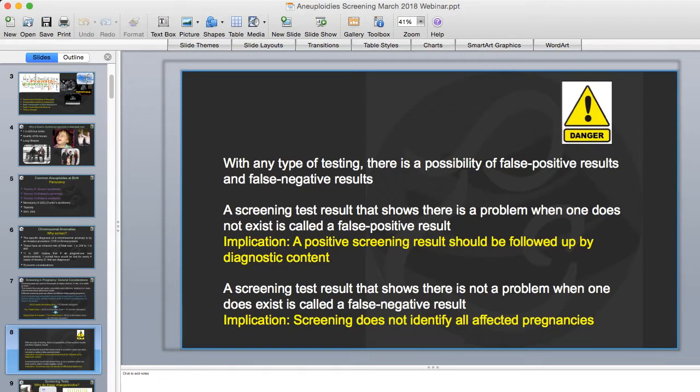And this is why things have evolved even in aneuploidy screening, which we're going to discuss today, to try and identify as many more pregnancies as we can with the condition, and bring down the false positive rate.